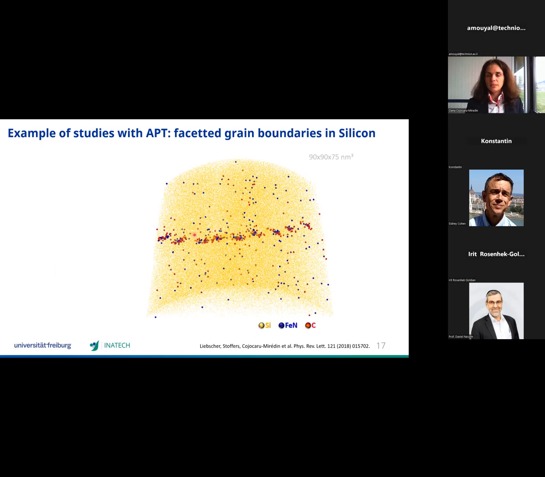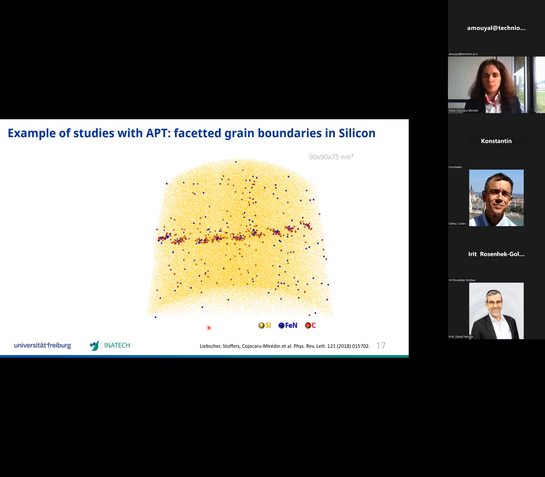So another example are the grain boundaries in silicon. Multicrystalline silicon is used for solar cells. We know that the highest efficiency for a silicon solar cell is 27%, but this is obtained for single crystalline, not multicrystalline. For industry and application, single crystalline is much more expensive than multicrystalline silicon. So why can we not use multicrystalline silicon for solar cells?